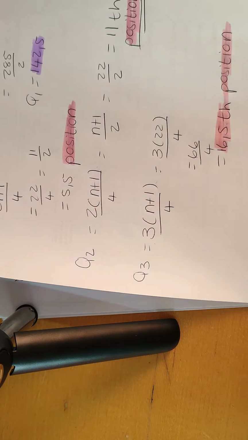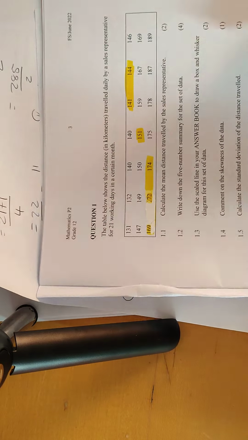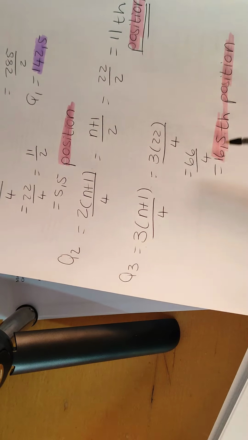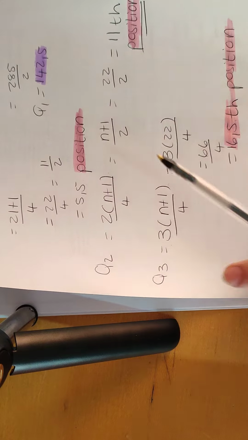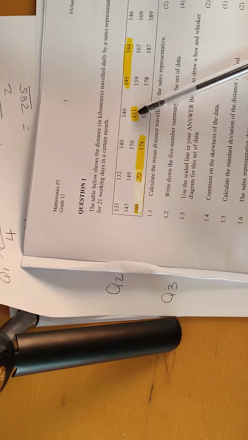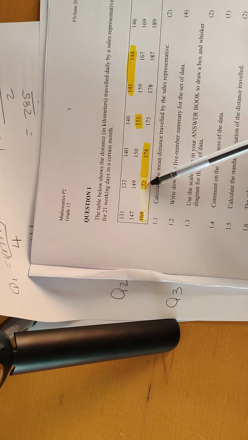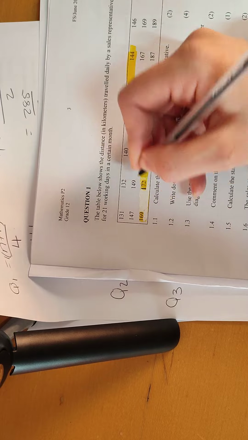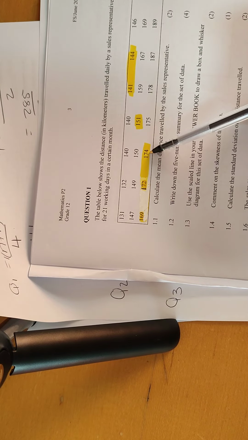So now we go back to our data set. Okay, here's my data set. This was the 11th. Now, if it's the 16,5th position, it means it lies between the 16th and the 17th number in our data set. So here's 11, 12, 13, 14, 15, 16, 17. In other words, my number lies between 172 and 174.